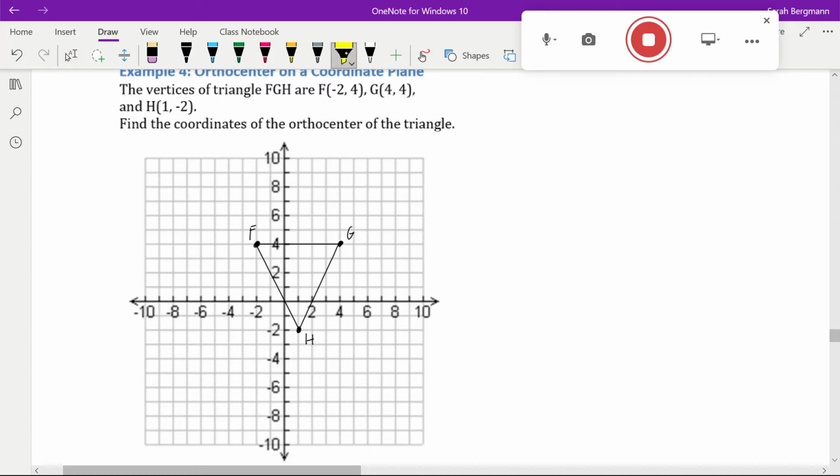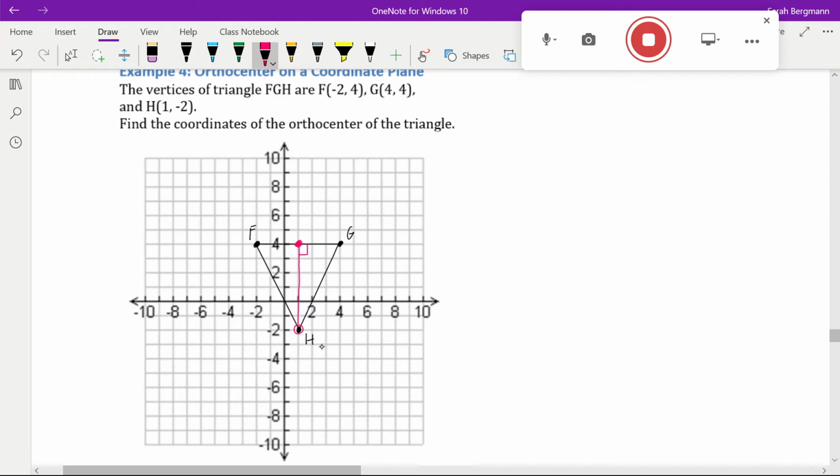I know that for segment FG, it's a horizontal line. Therefore, a segment that is perpendicular would have to be a vertical line. Now I know that the opposite vertex is H, so I want to create a vertical line that goes through point H. So that will look like this. So here's the altitude from point H.